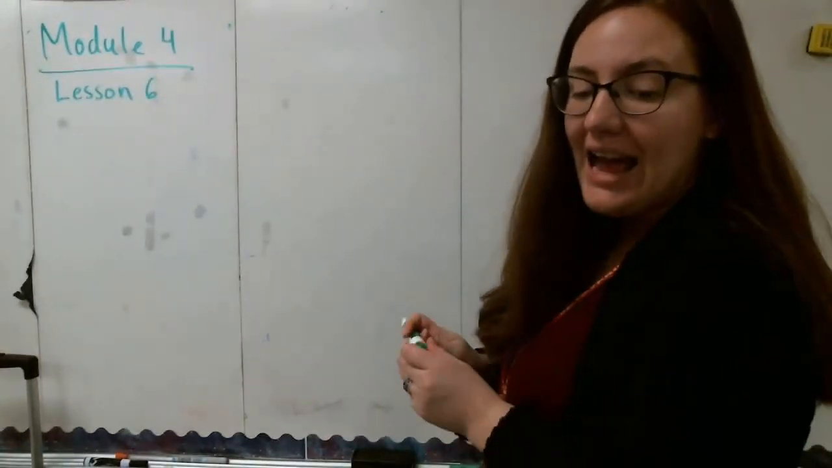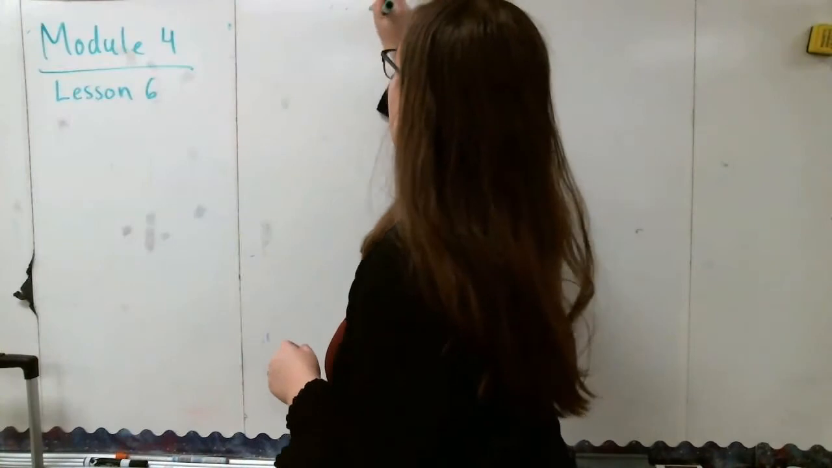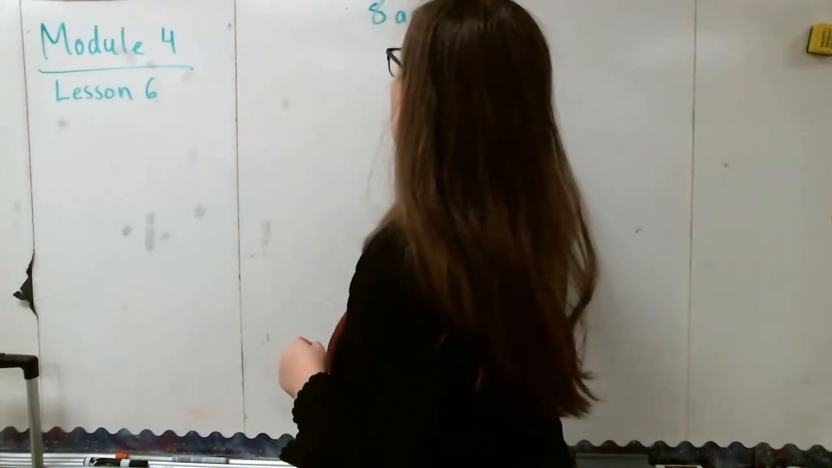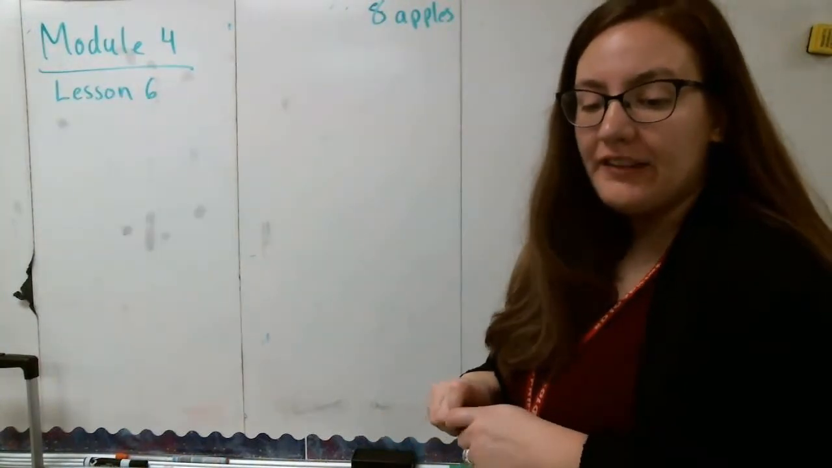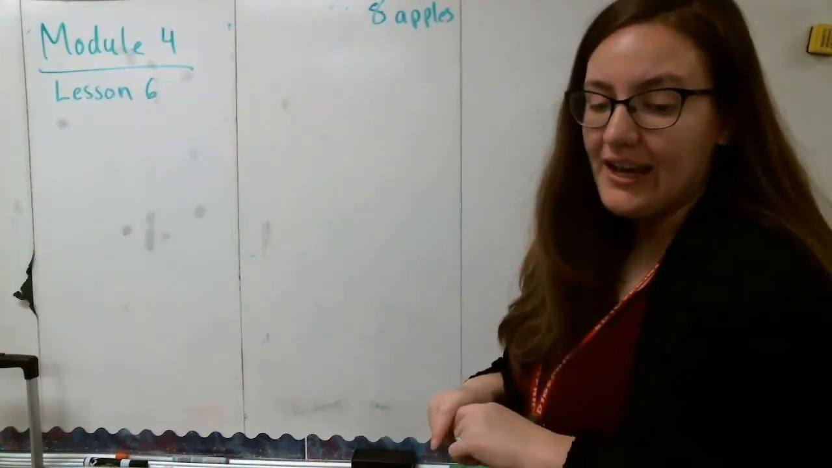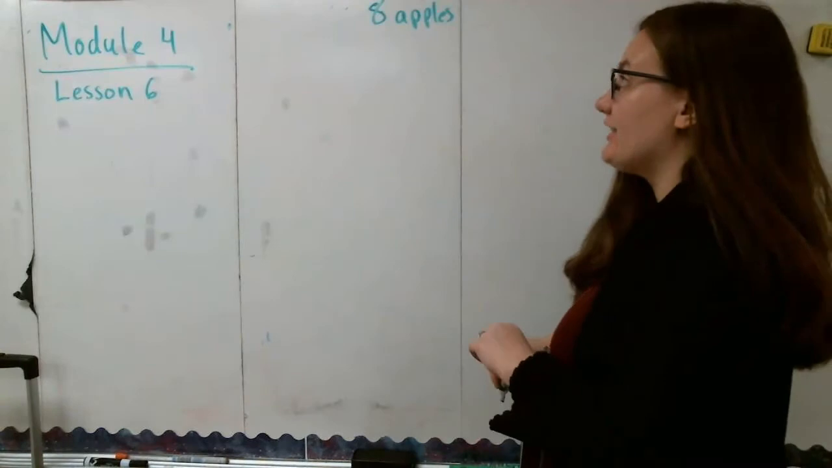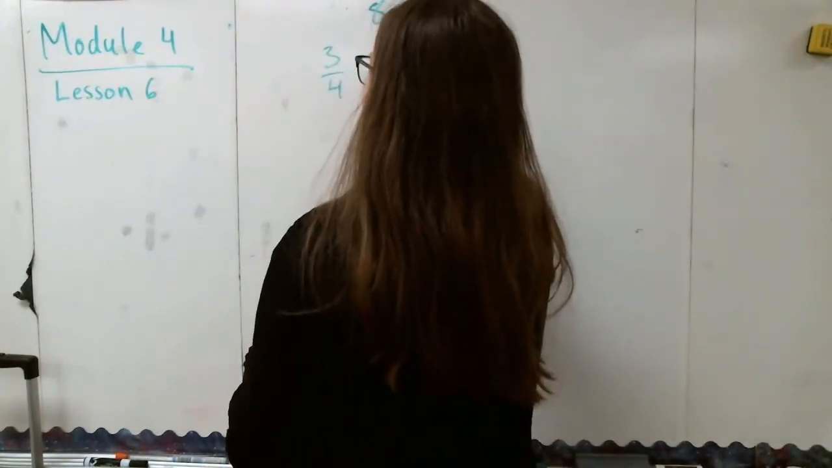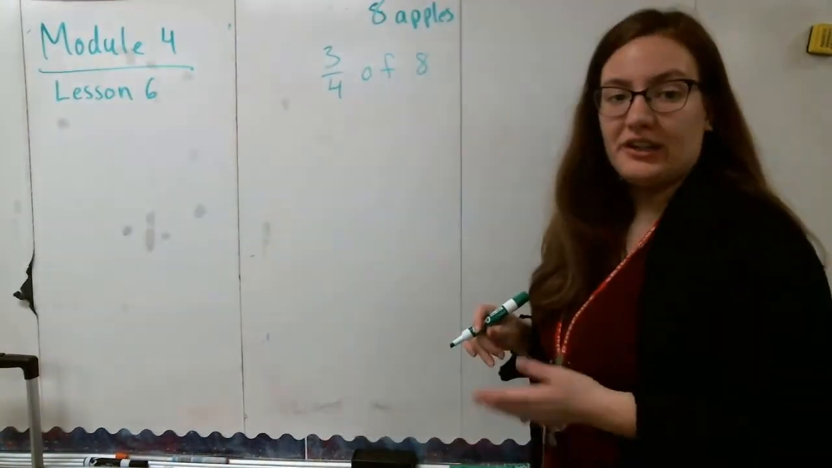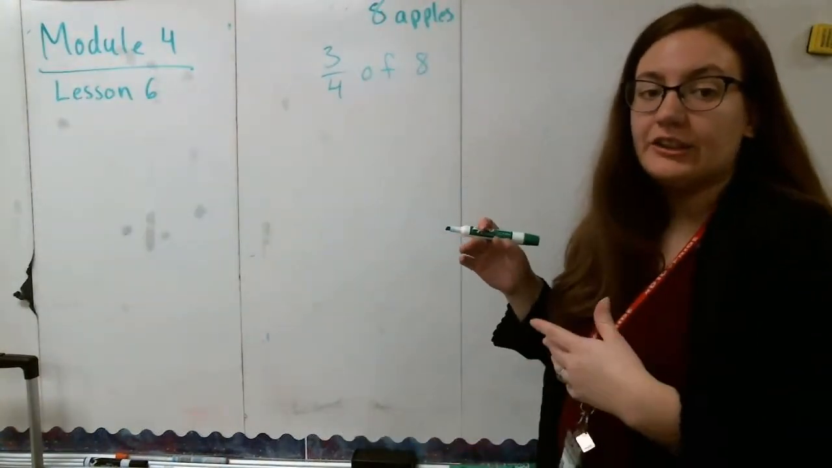So we're going to look at our word problem now, and for this word problem it says that Mrs. Pham has 8 apples. And with these 8 apples, she wants to give 3/4 of the apples to her students. How many apples will her students get? So her students are getting 3/4 of 8. It's important that we know how to write these problems in the correct order.